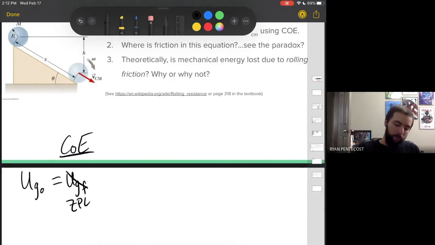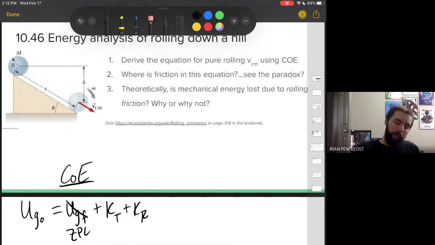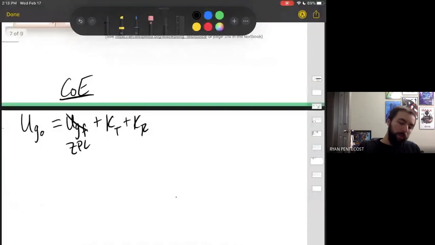But that means that it now has translational kinetic energy and rotational kinetic energy for rolling, right? So we already have these equations. We're not using any new equations. But now we're going to talk about this rolling down a hill. We're going to combine these kinetic energies, or I guess use them in the same equation.